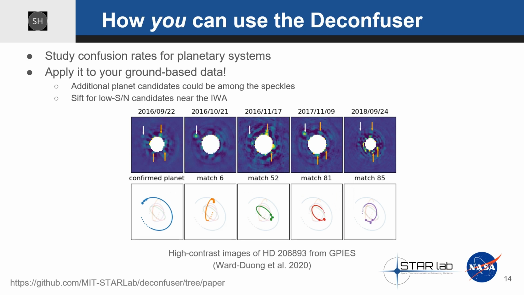So here we've gone ahead and taken those pictures and used the deconfuser on some of those potential point sources. On the bottom row, we have example groups of points that can be fitted with an orbit with an eccentricity below 0.3 and a maximum astrometry error of 0.5 AU. So in this case, only one of the matched orbits has a similar inclination to the confirmed planet in the system, but this is just to illustrate how the deconfuser would be applicable for your own work.